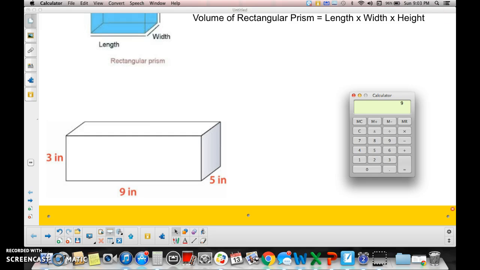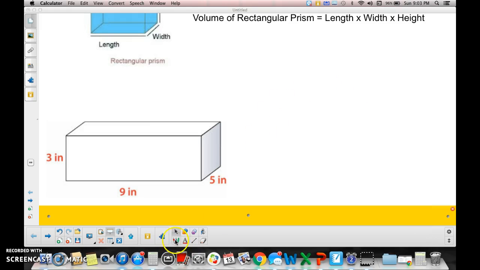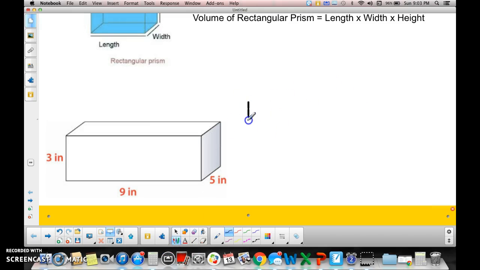So we've got 9 times 5 times 3, and you're going to get 135, as you can see on the calculator. You have to be very, very careful that you have the right labels. 135. This time there is actually a label given to you, so 135 inches to the power of 3, because volume always has an exponent, which would be a 3.